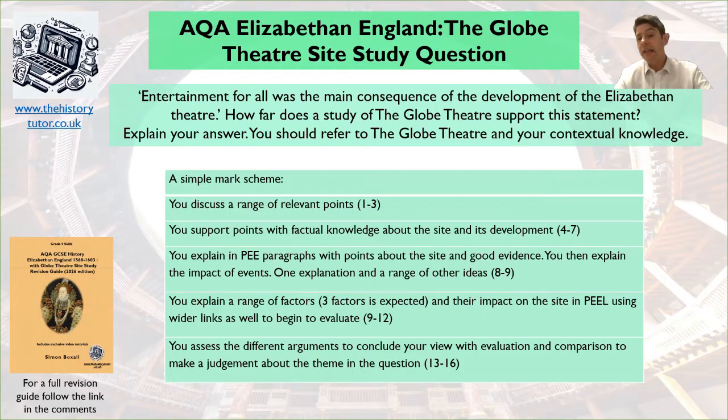Okay, so we need to have given a range of ideas and then explained one of them really well to get 8 to 9 marks, not just given one idea. If you explain a range of factors, so we could have explained 3 ideas, that might get us up to 12 marks. So you can imagine 3 really good paragraphs, possibly 12 marks. If we start then evaluating and saying entertainment for all was not the most important, and give an explanation, and we start comparing entertainment for all to other factors, then we're starting to draw out our conclusion through an evaluation.